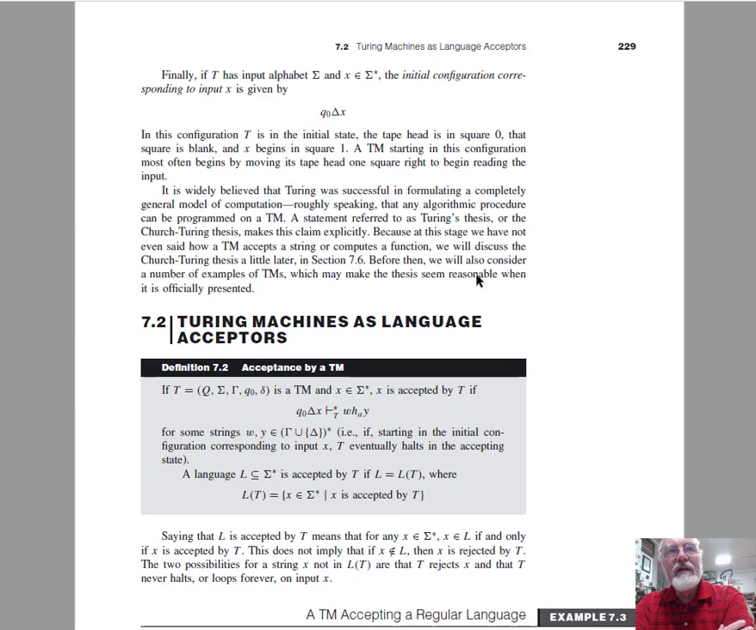And this is an interesting thing. It says Turing machines as language acceptors. And what we mean by that, what's implied, I guess, is that maybe there's some other kinds of things we could do with Turing machines rather than accept a language. But let's look and see what they mean by accepting a string by a Turing machine.